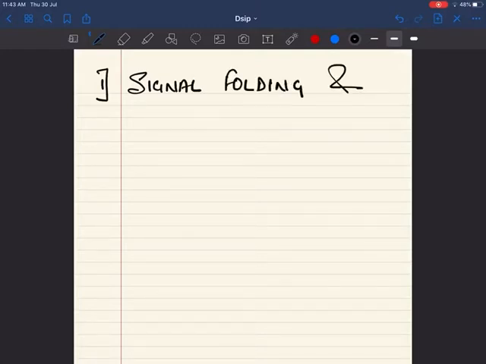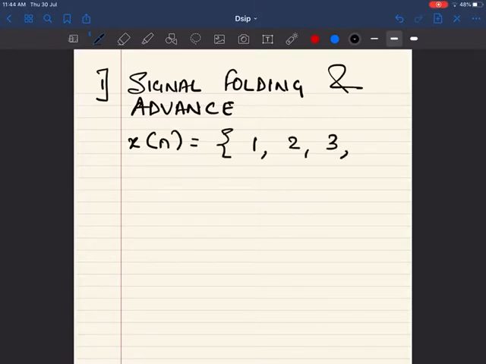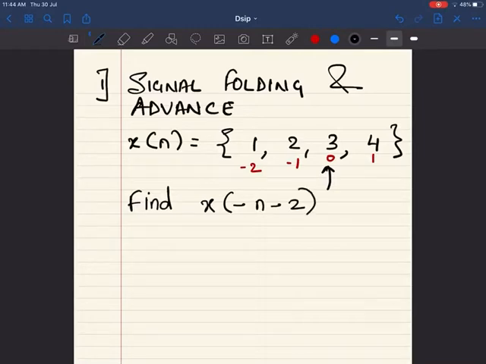Folding and advance. Let's consider the value of x of n as 1, 2, 3, 4. My arrow is at 3, which means my 0 is at 3. This is 1, this is minus 1, this is minus 2. And what do I have to find? I have to find x of minus n minus 2. Now let's move on to the solution.